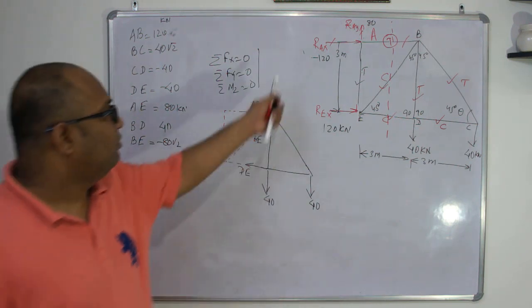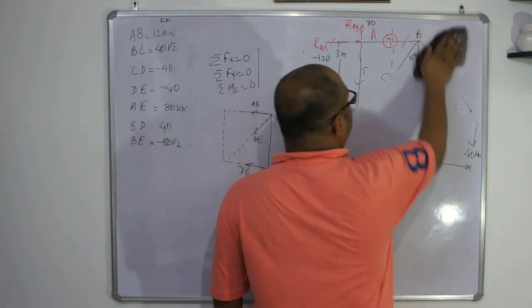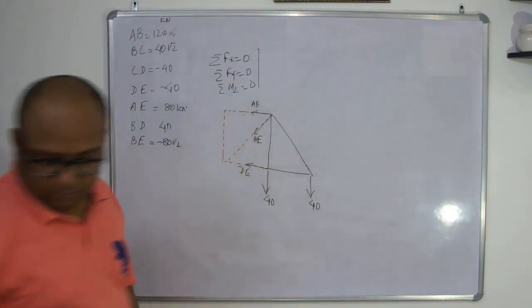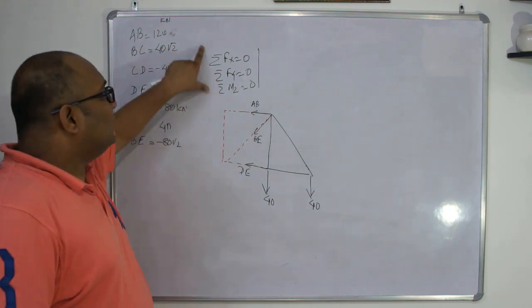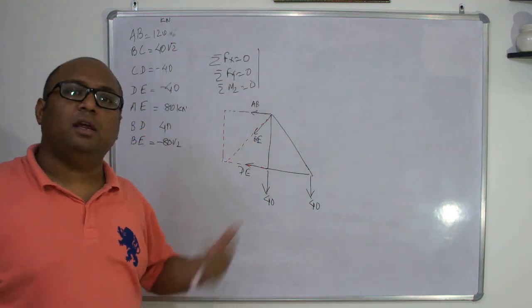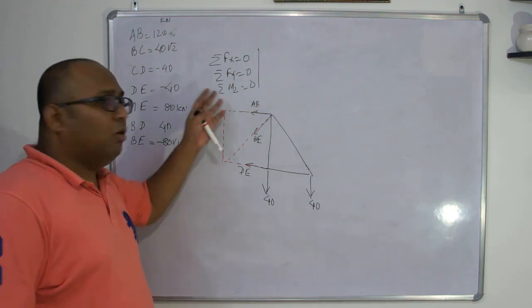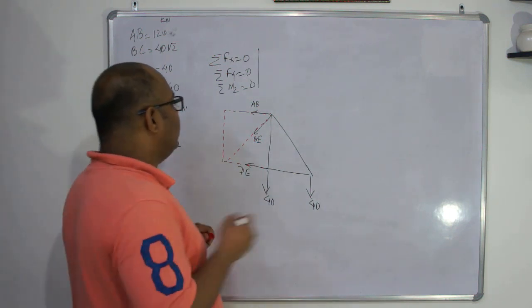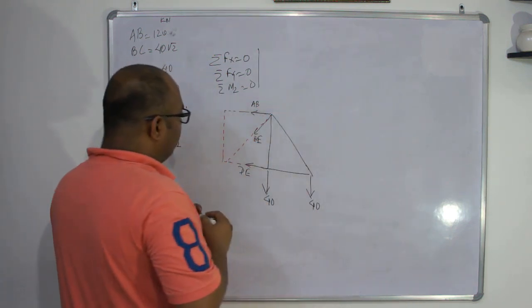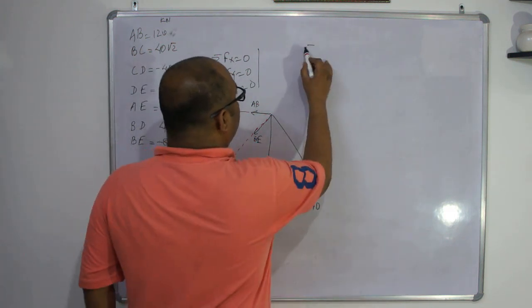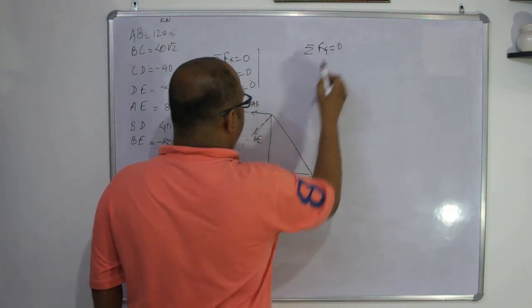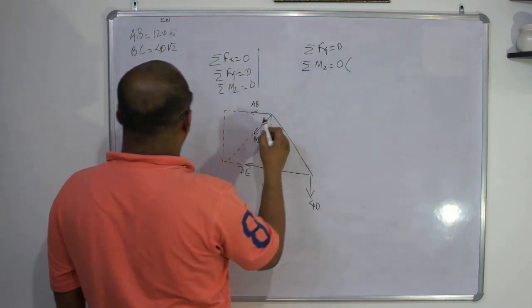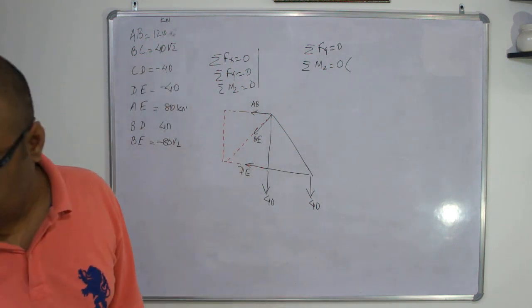Let me in the meantime remove this part. These are the general equations, but we can have any combination of our choice. If you go with this method, you have to solve three equations. But if you go by this method, summation Fy equals 0, summation Mz equals 0, taking moment about BCD.